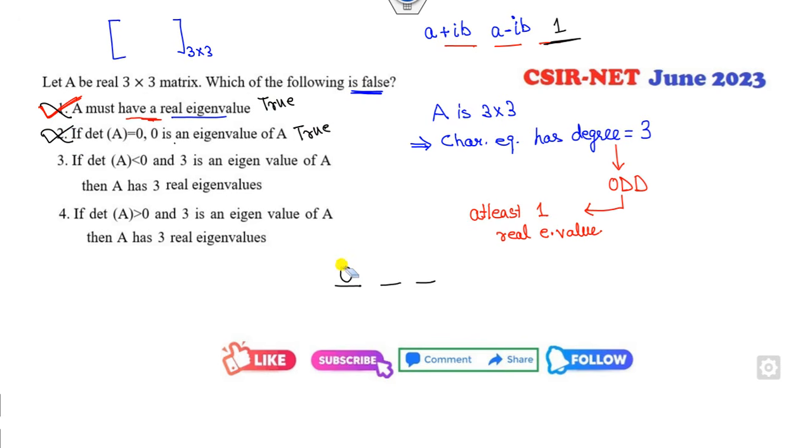If determinant of A is negative, that means the product of the eigenvalues is less than 0. Fine. 3 is one of the eigenvalues. Then A has 3 real eigenvalues. If I choose alpha plus iota beta, then alpha minus iota beta is also one. What is the product of these eigenvalues? Alpha square plus beta square. It is always greater than 0, whatever the values of alpha and beta. So determinant of A less than 0 is not satisfied.